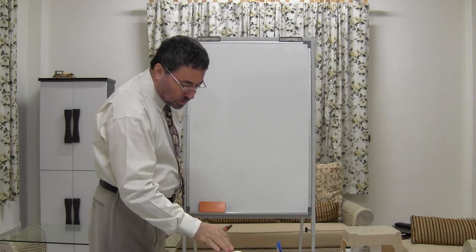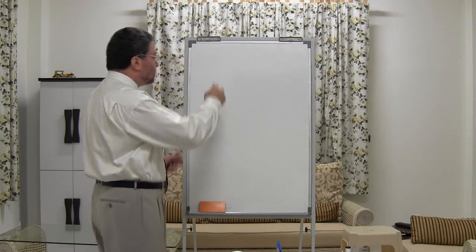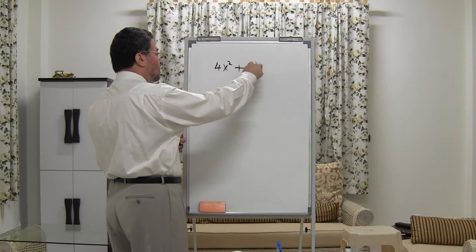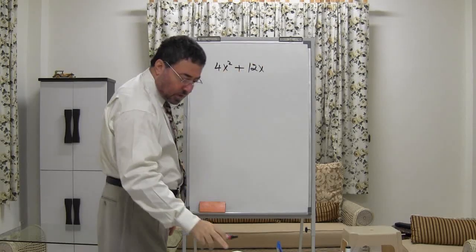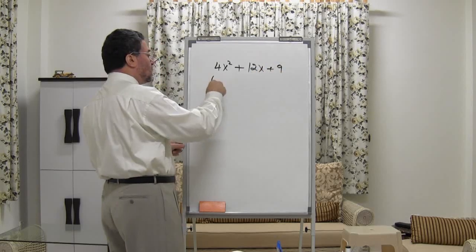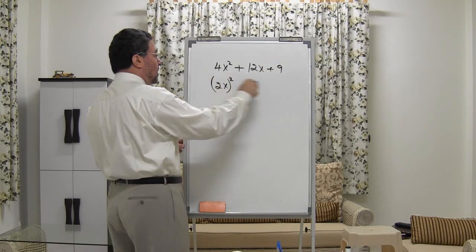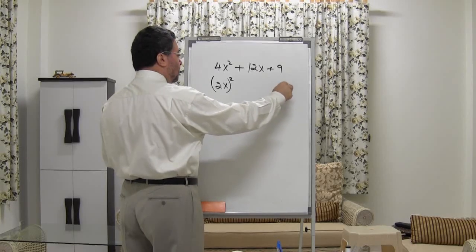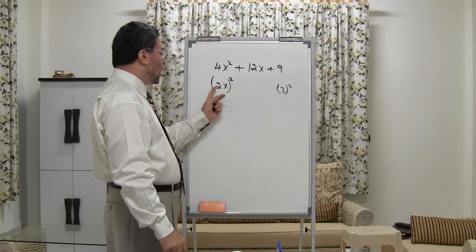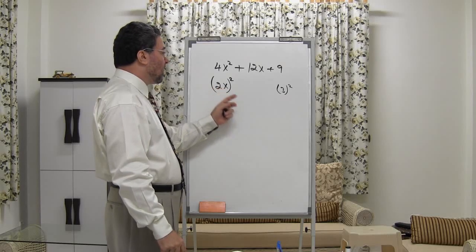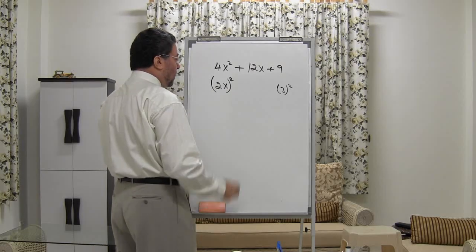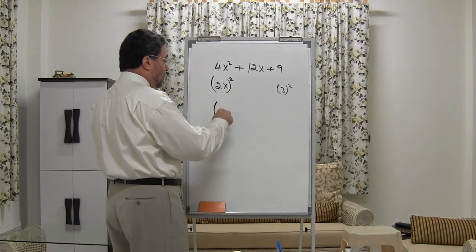On page 260, we have an example for x squared, and we'll use positive 12x instead of minus as in the book, plus 9. This is the square of 2x, and this is the square of 3. And let's see if this is double their product. So 2 times 2 is 4, that gives us 4x, times 3, that gives us 12x. So this is a perfect square, and we can factor this as such.